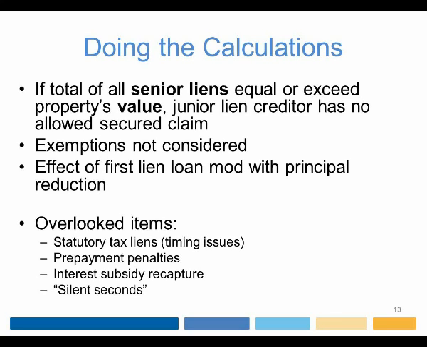So it could be a tax lien on the property. In most places, statutory tax liens do have priority. There could be other things like a silent second on the property, or some interest subsidy recapture if it's a rural housing mortgage on the first. So all those get considered.